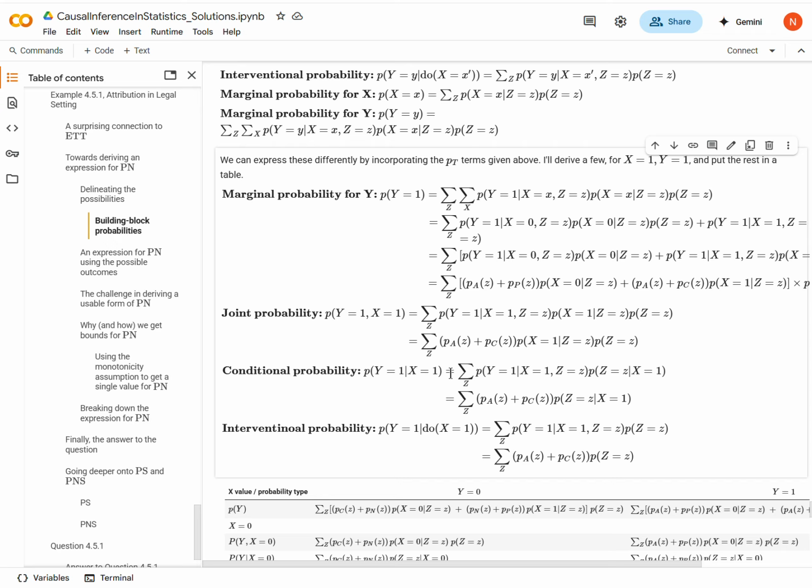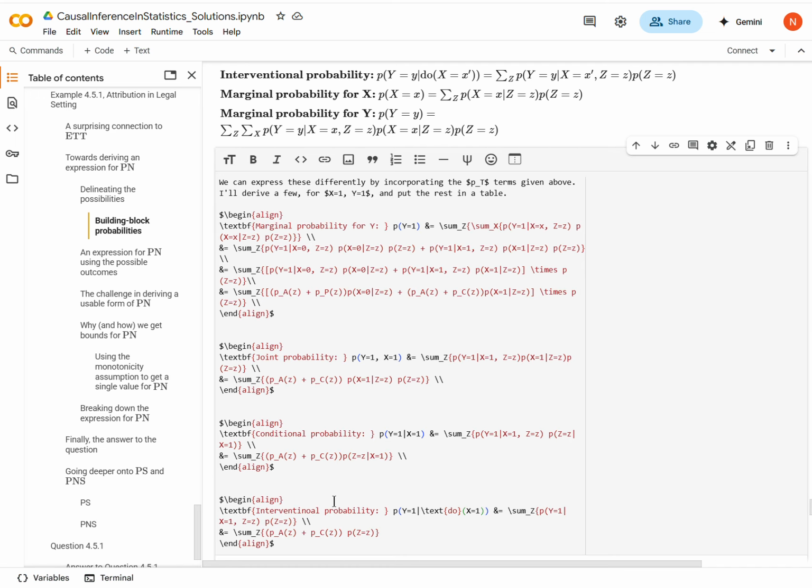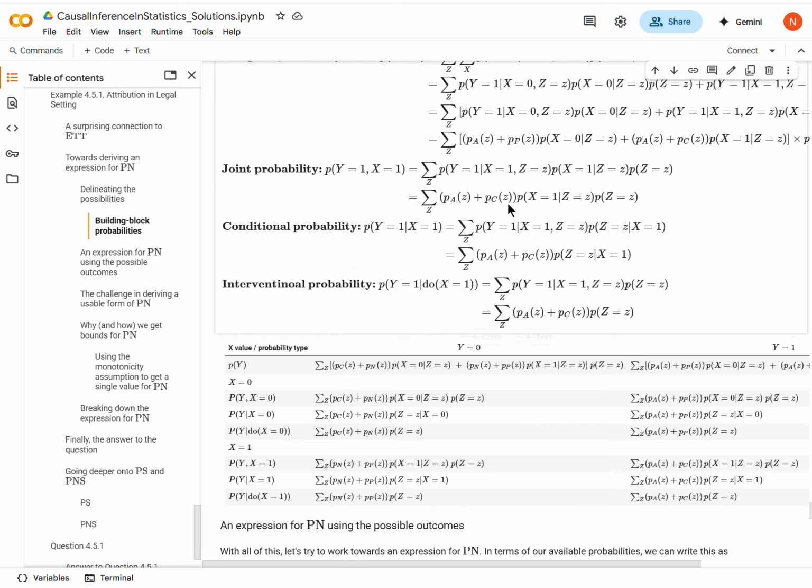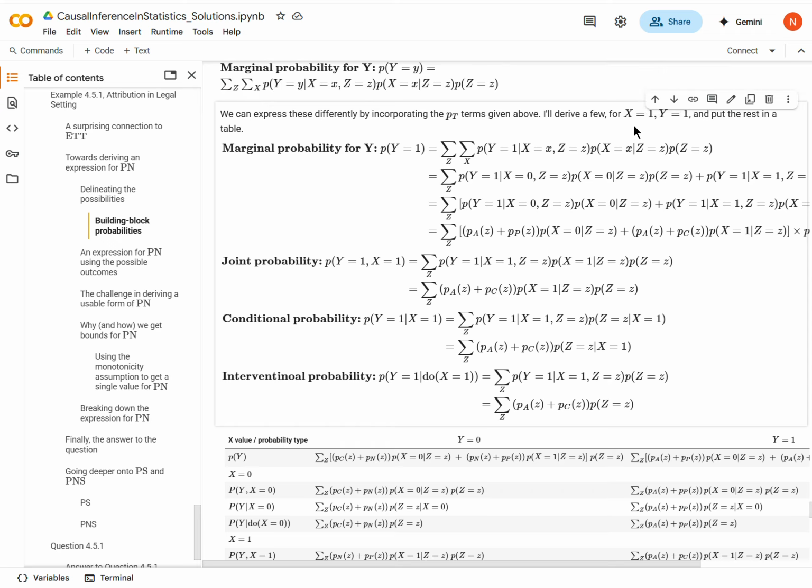Check me for errors. It's very easy to make errors when writing this. Anyway, this is an example for x equals 1, y equals 1.